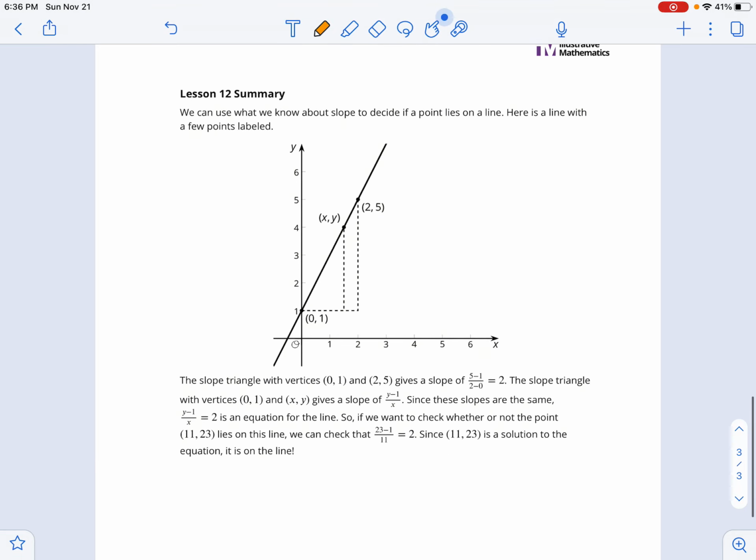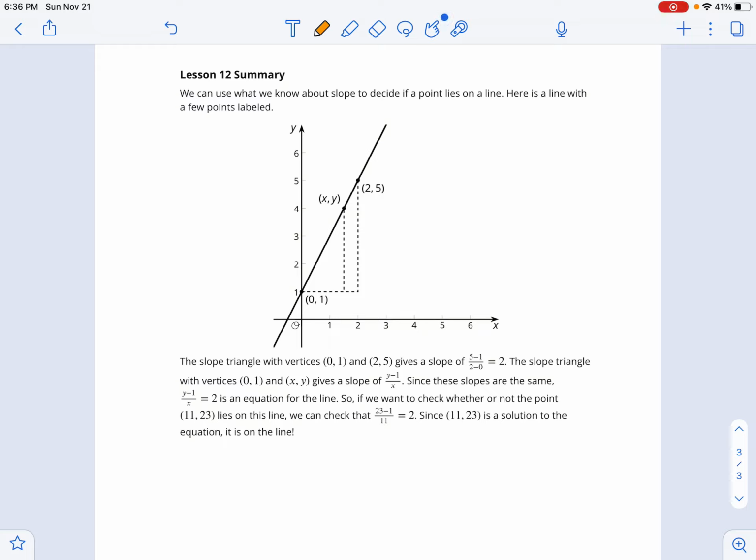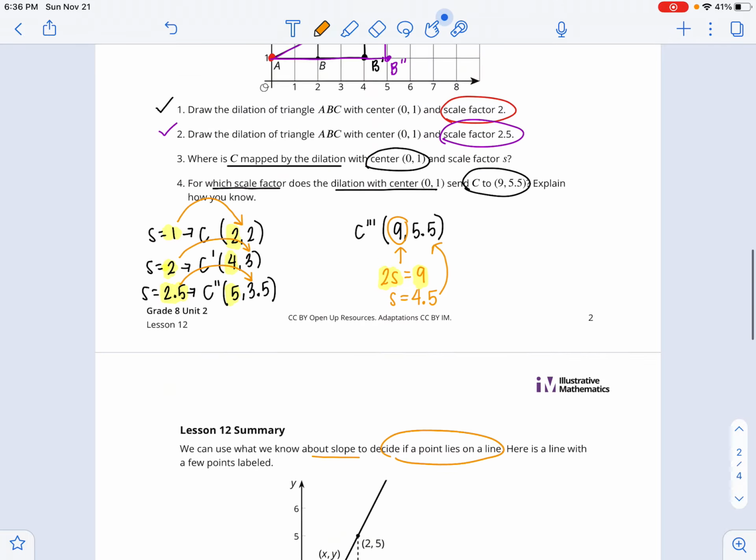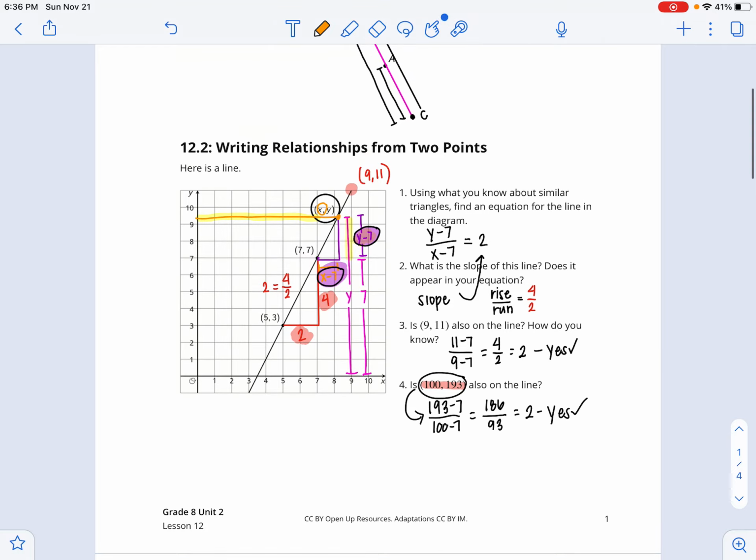So on the final page of Classkick, you'll have a summary of lesson 12, reminding you that we can use our knowledge about slope to decide whether a point lies on a line. So when we have an equation and we can calculate a pattern in a line, we can determine whether or not a point is on the line by simply plugging x and y into the equation, which is exactly what we did up here in 2.2.